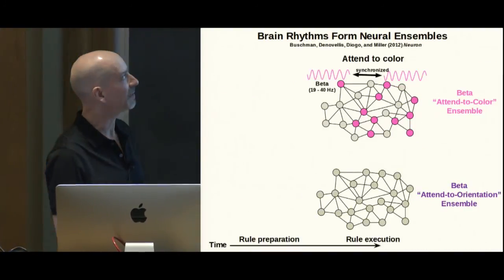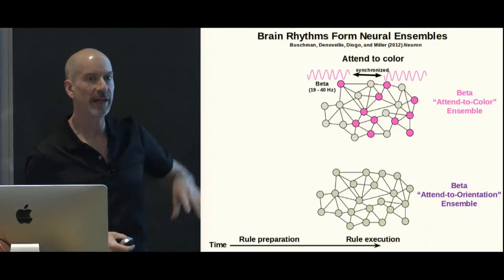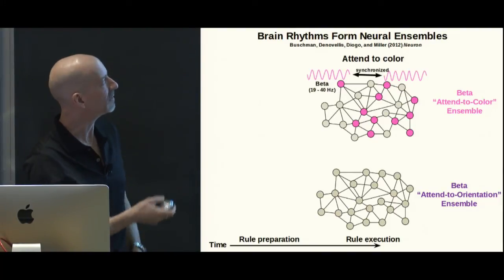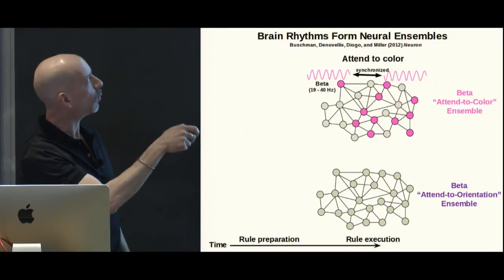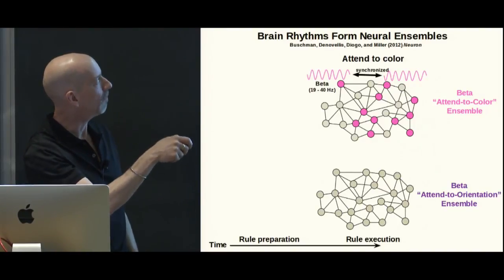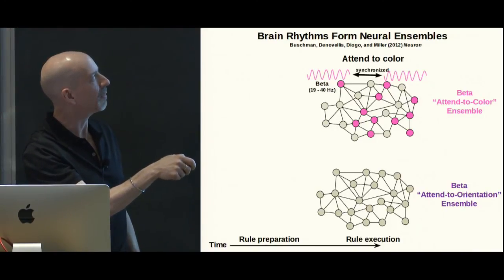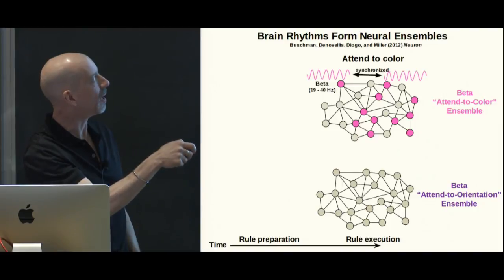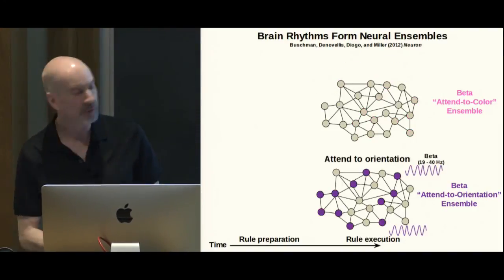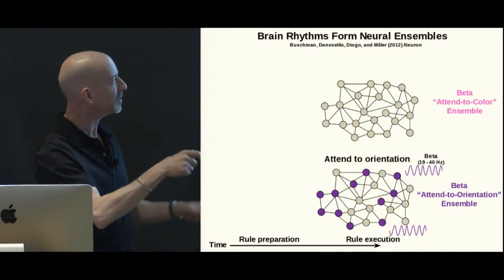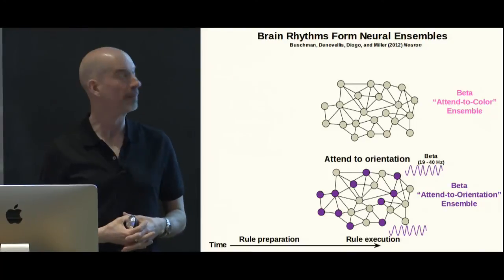This is essentially what happens in cartoon form. We're having the monkey pay attention to color, and here's our array of electrodes in the prefrontal cortex, and we're looking across different electrode pairs. What we found is there was one set of electrode recording locations that showed greater beta synchrony whenever the monkey was attending to the color of the stimulus. And then on other trials, where the monkey was cued to pay attention to the orientation, we saw a different pattern of electrode pairs show increased beta synchrony.